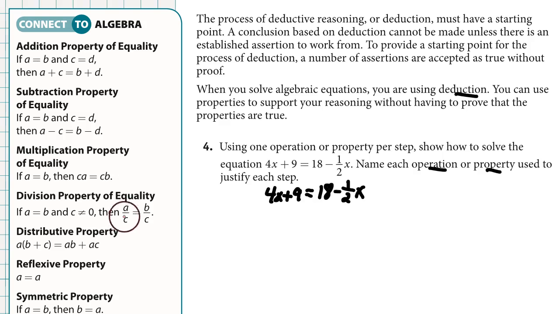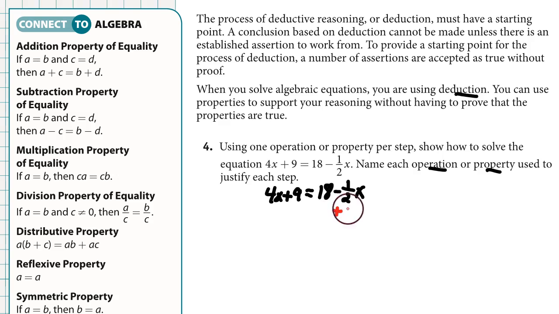Notice on the left side of the equation is the expression 4x plus 9. On the right side of the equation is the expression 18 minus 1/2 x. When solving an equation, we want to get the variable on the left side of the equals. So let's make the 1/2 x term move to the left side of the equation.